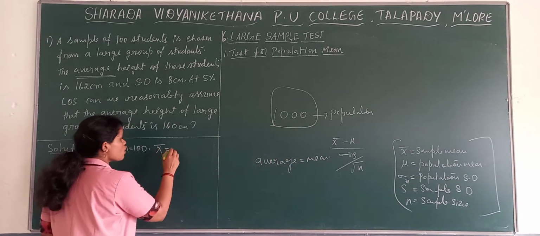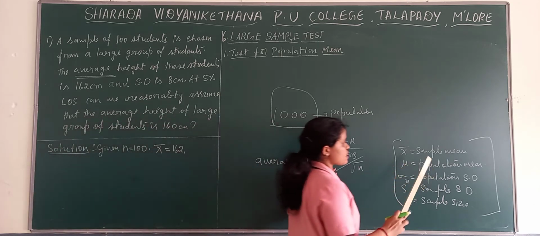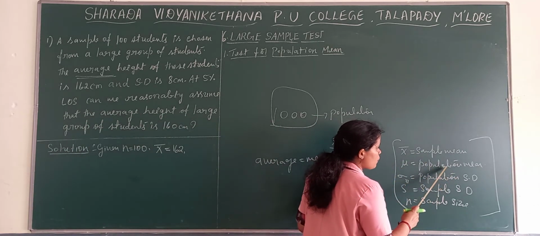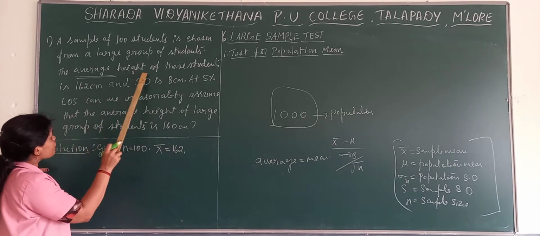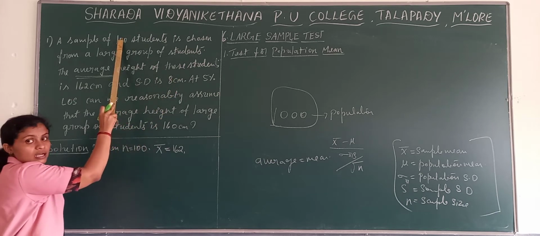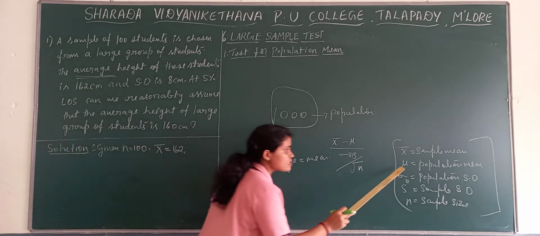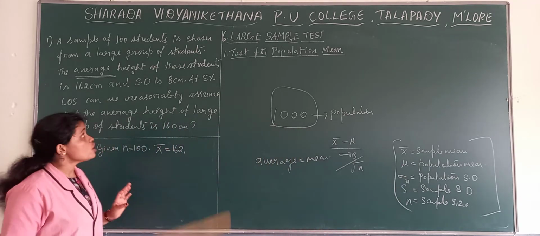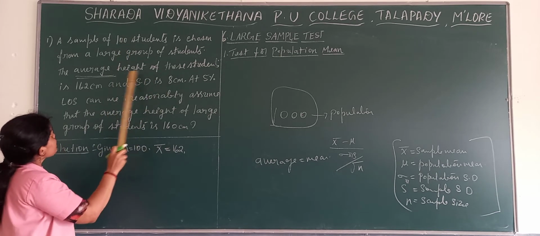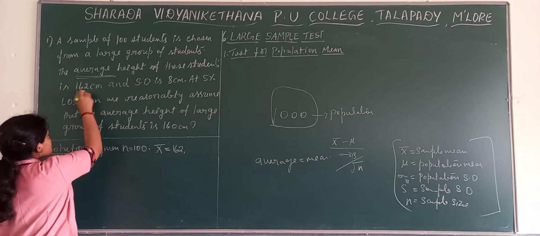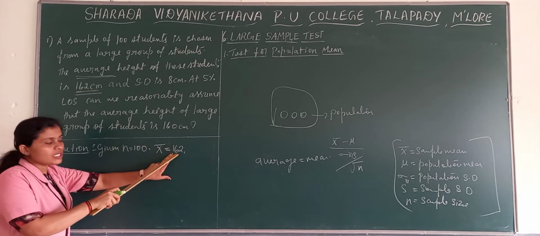Sample mean is 162. How can we take it as the sample mean? Here two means are there: sample mean and population mean. They have mentioned here the average height of these students. The average height of a large group of students means the mean of that large population. So the average height of these students is 162 centimeter. That is your sample mean.